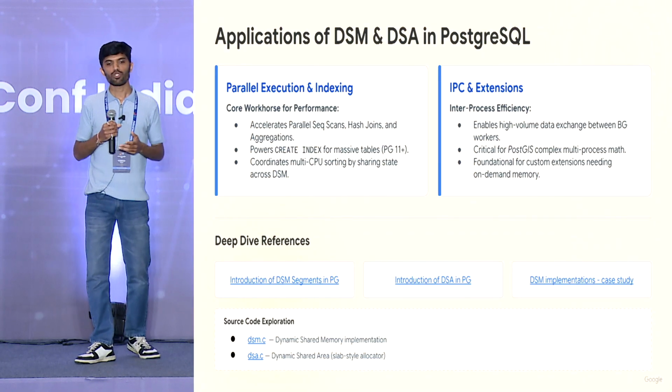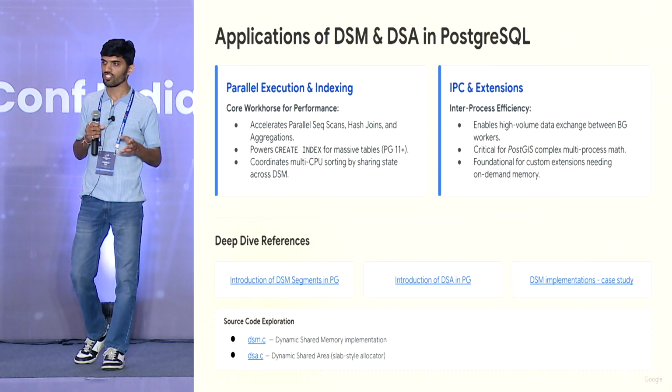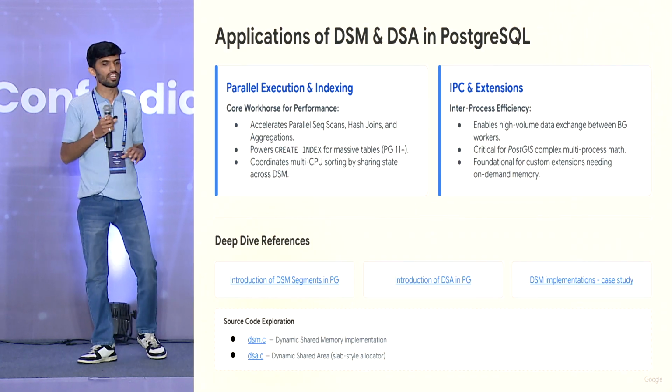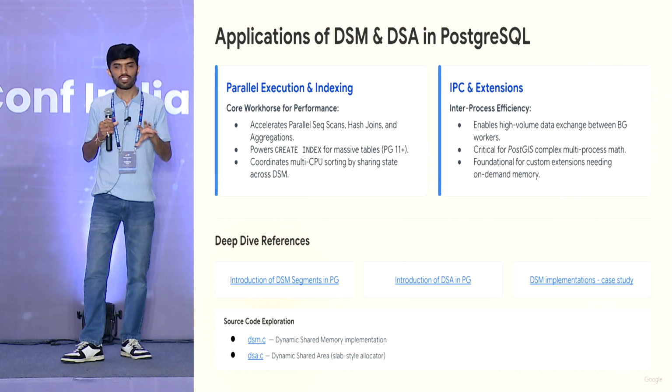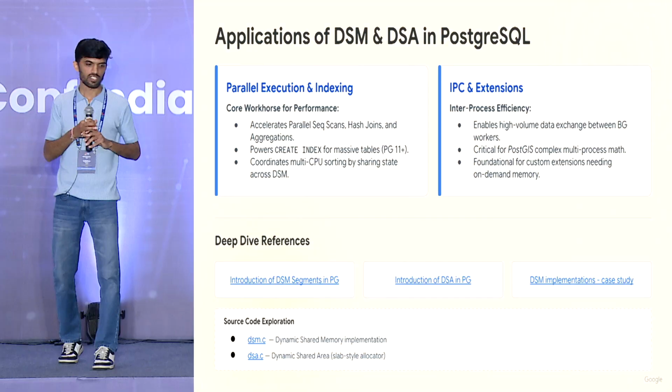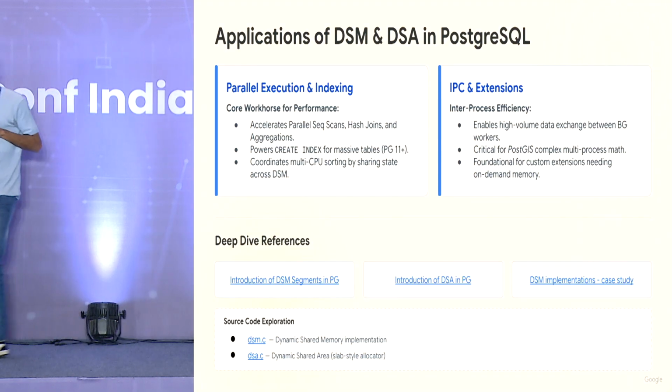And secondly, we can also use this as part of inter-process communication between different background processes, as well as some custom extensions where the new processes you create need to coordinate memory among themselves. And yeah, that's all we had. We have some references for DSM and DSA.